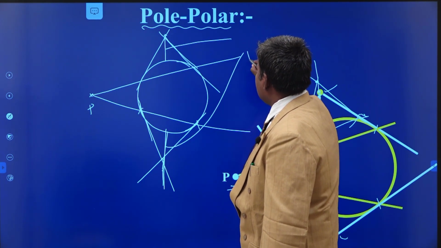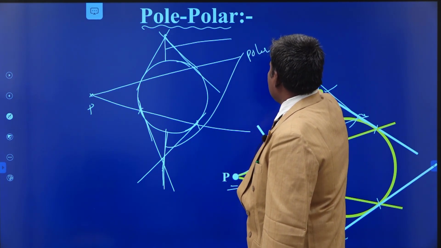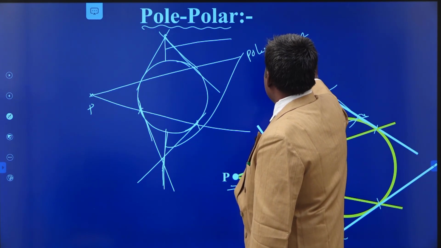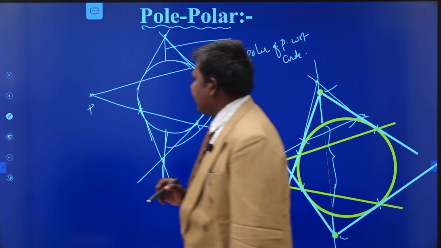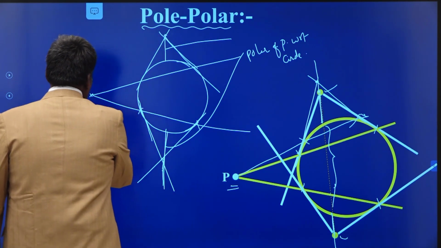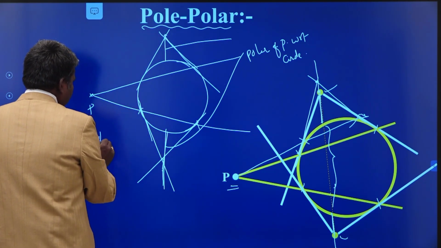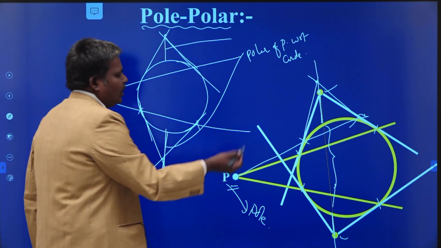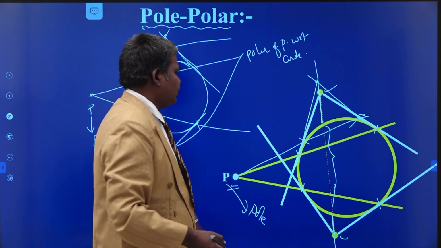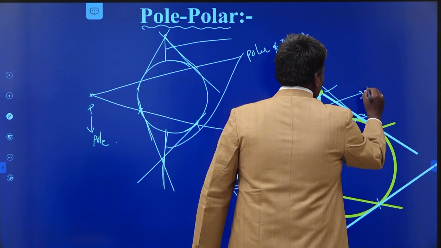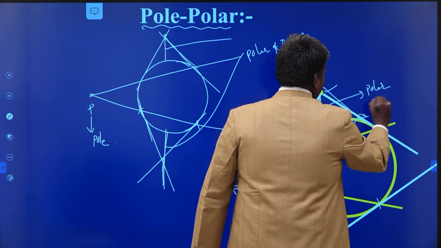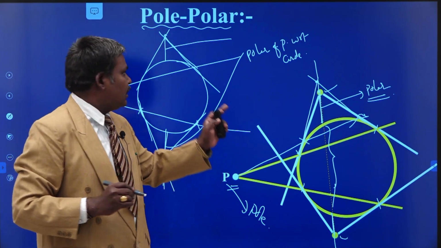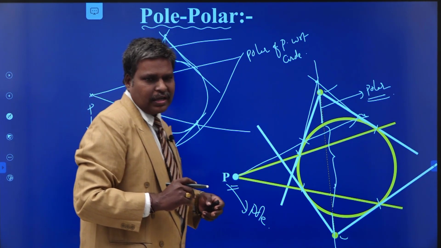This is the polar of point P with respect to the circle. Now, point P is called pole. This point P is called pole. Here, this is pole of the polar with respect to the circle. The locus is called what now? Polar. So, did you understand the diagram for the definition of the pole and polar or not?